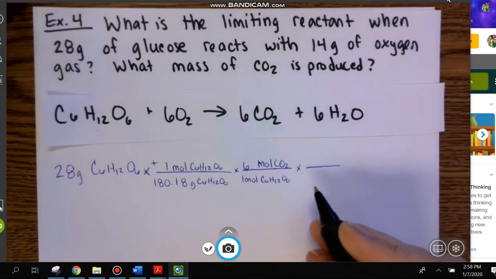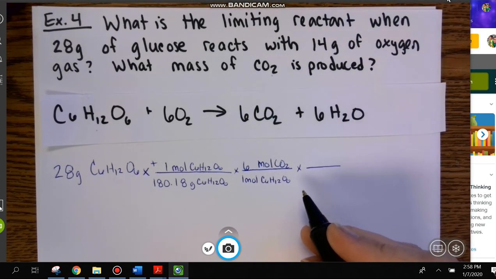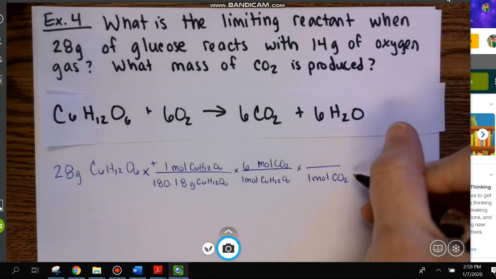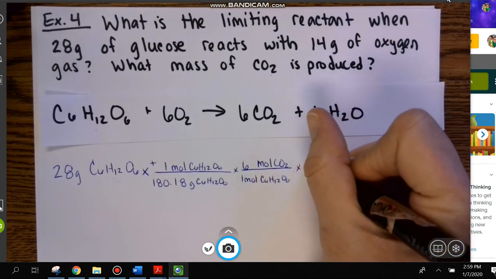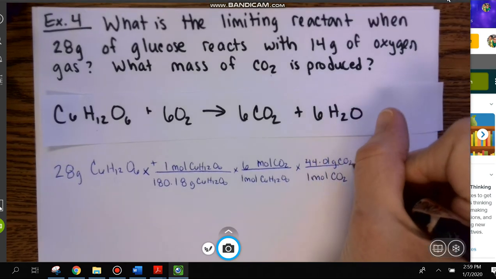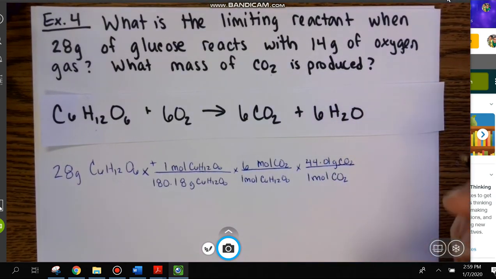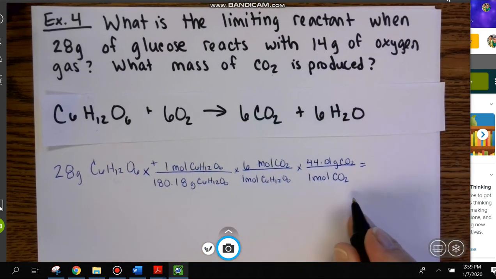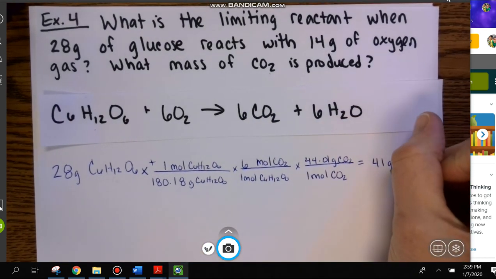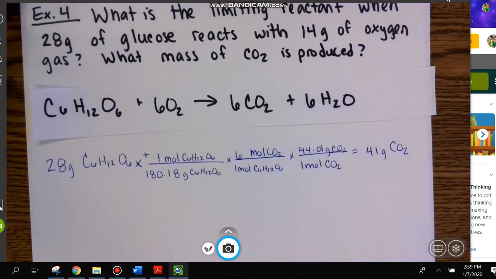So now I'm going to have to convert to grams of CO2. For every 1 mole of CO2, again, I'm going to go to my periodic table and find out that my molar mass of CO2 is 44.01 grams. Once I put all of this into my calculator, I find that I have 41 grams of CO2.